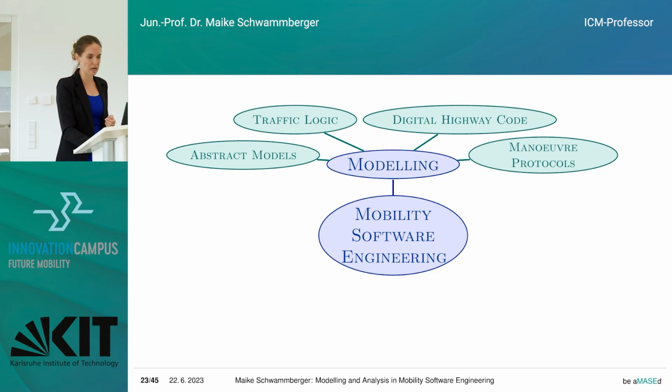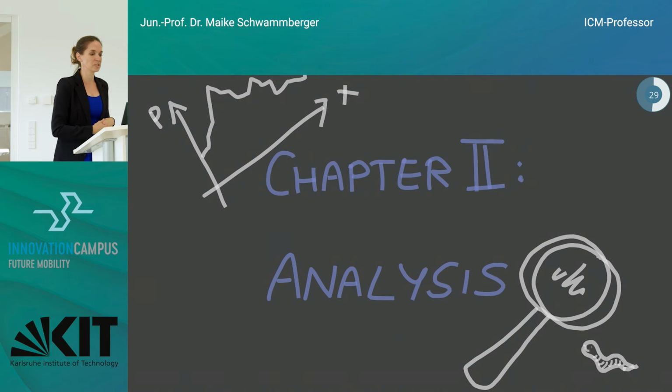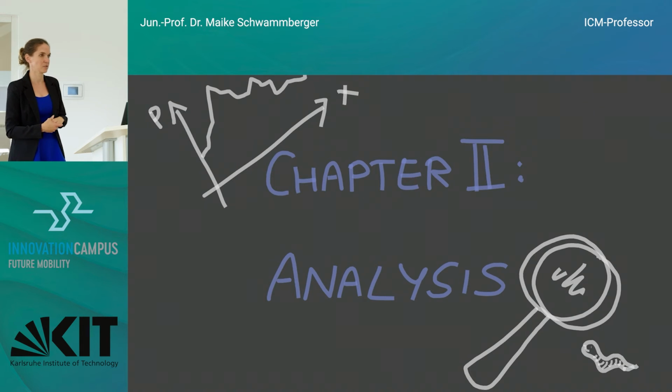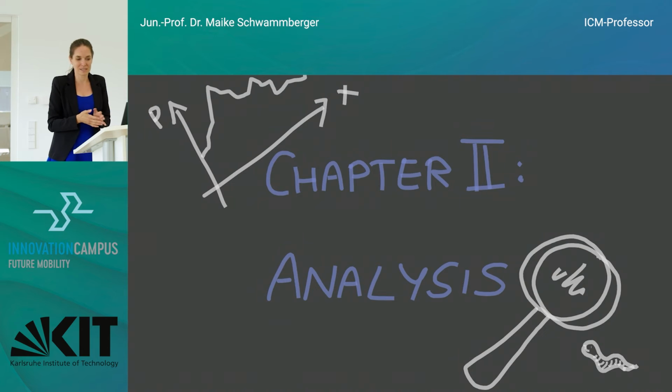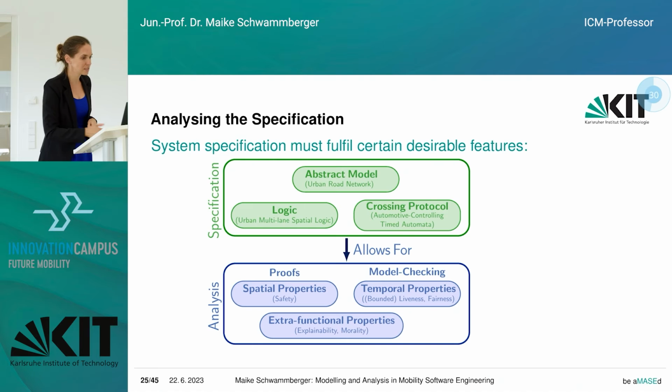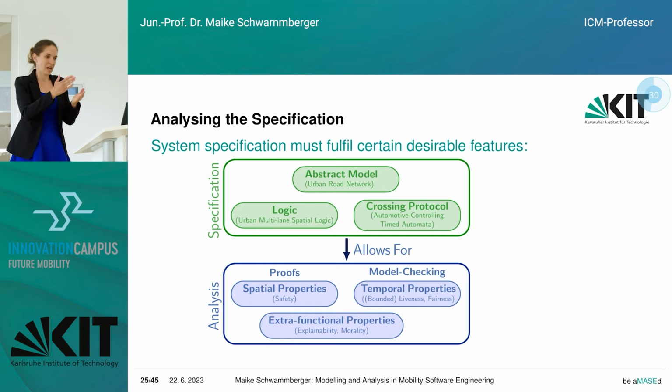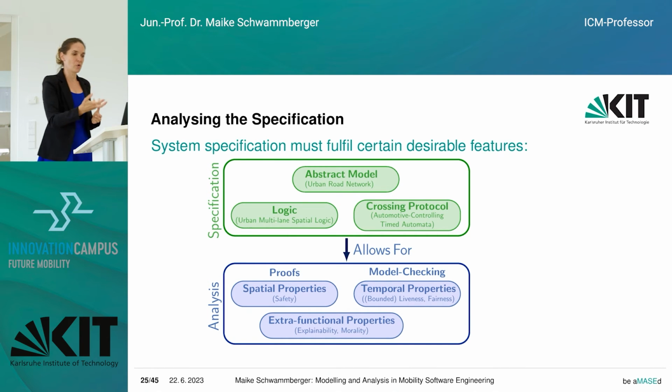Now the second part, of course, we have to do if the professor wants to come to her lecture with an autonomous car: she has to analyze the specification. It's nice that we can specify a lot, but it's still the question, is it good what we formalized? So let's look at this. We have this logic, we have the model, and now we want to have proofs. We want to use model checking, and we have different types of properties that we examine.